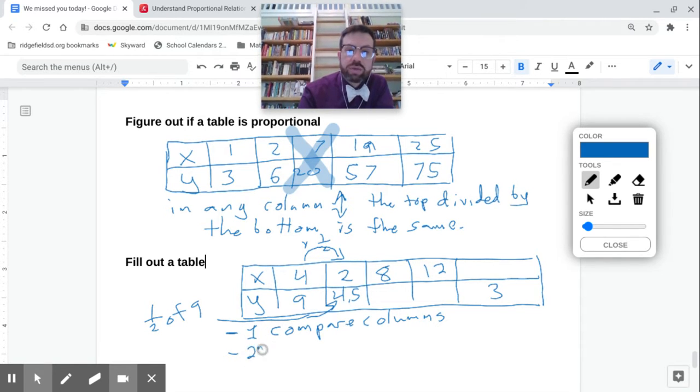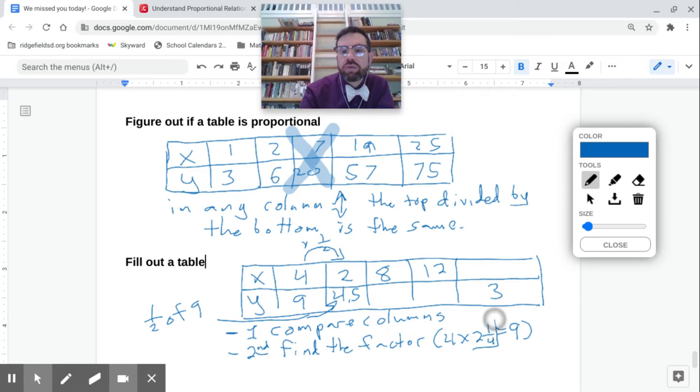A second way is to find the factor. And 4 times 2 and 1/4 equals 9. So we can find what I have to do to the top number to get the bottom number. So 8 times 2 is 16, and 1/4 of 8 is 2, so this is going to be 8 to 18.